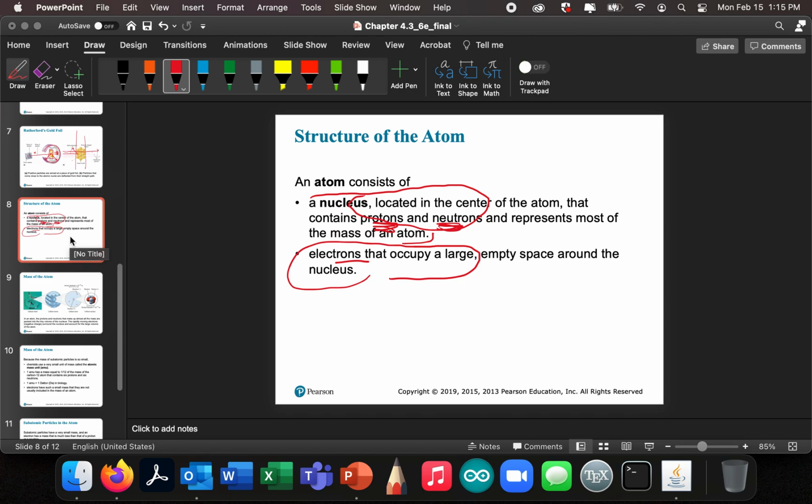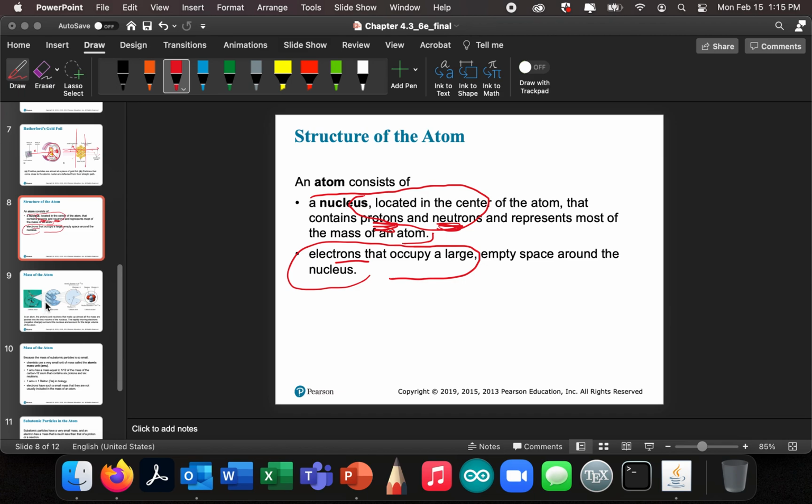The electrons are moving super, super fast. They're very small. So the electron cloud outside the nucleus really is very much like an empty space. So here's another picture of that.